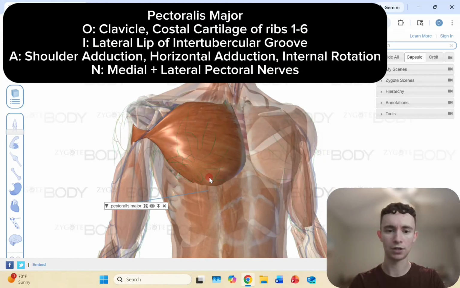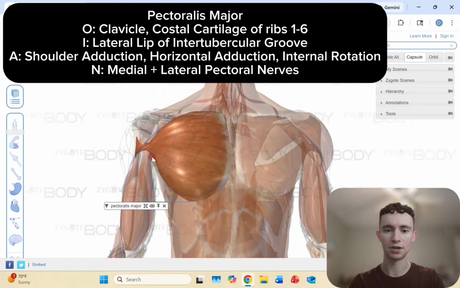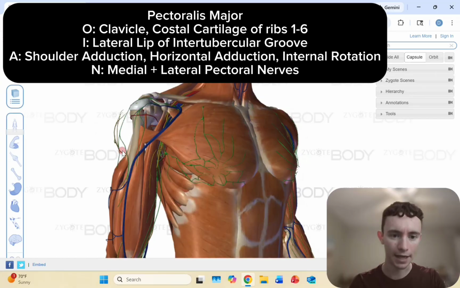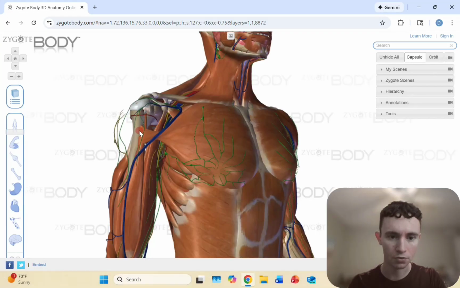Big pectoralis major is next. As you can see, there are two portions of this. There's a clavicular head of the pec major, and then a sternal head, which attaches to the sternum and ribs and the actual costal cartilage of the ribs here. Then it comes over here to attach on the lateral lip of the intertubercular sulcus.